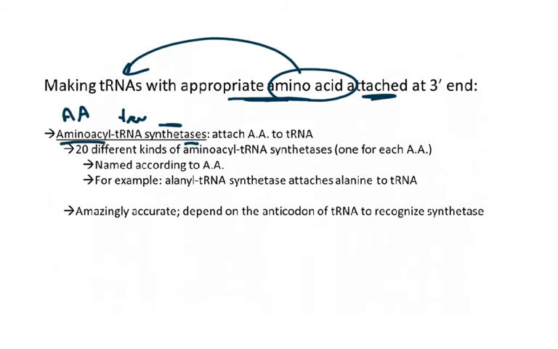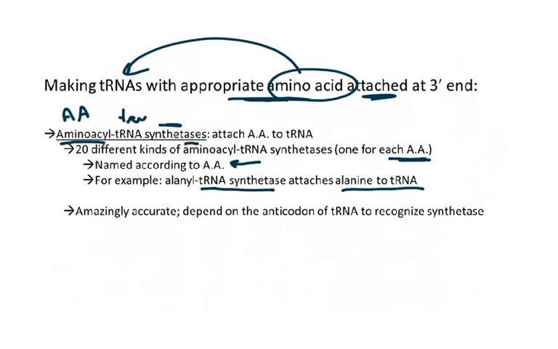And there's actually different aminoacyl tRNA synthetases for each amino acid. They're named according to the amino acid. So for example, there would be an alanyl tRNA synthetase for the amino acid alanine, which would attach alanine to the appropriate tRNA. And there'll be a different tRNA synthetase for every single amino acid that exists.